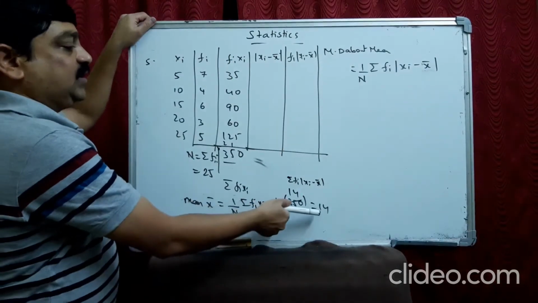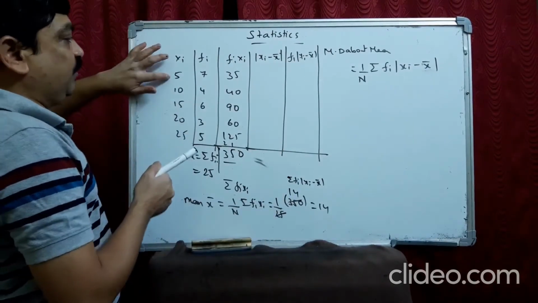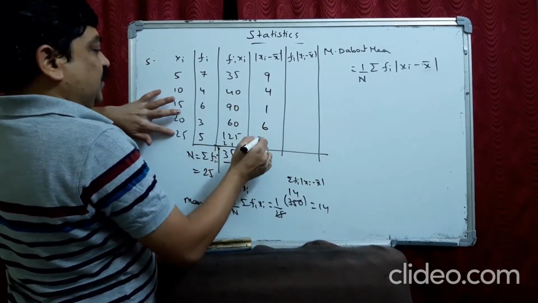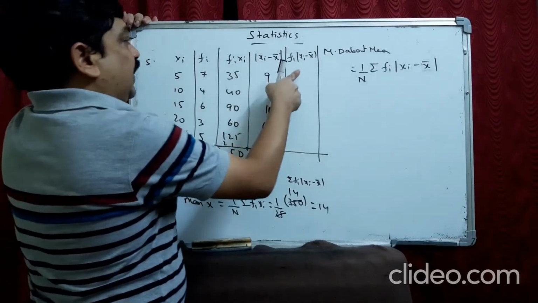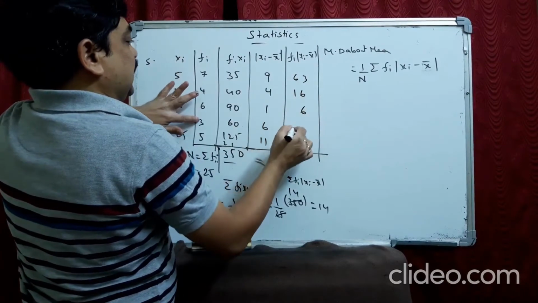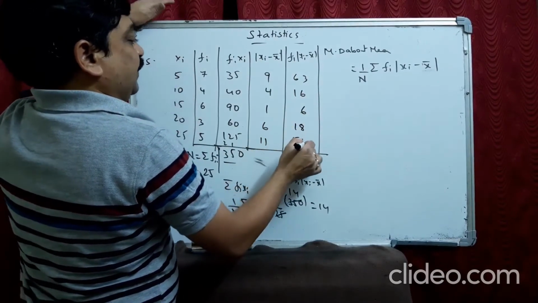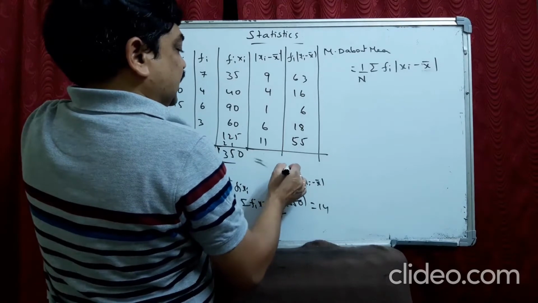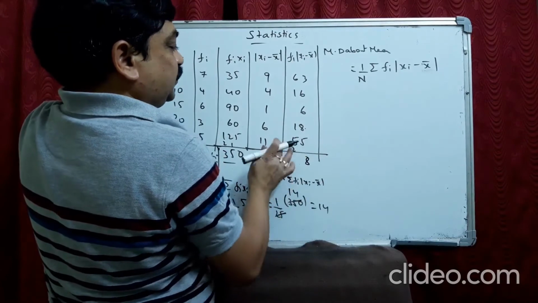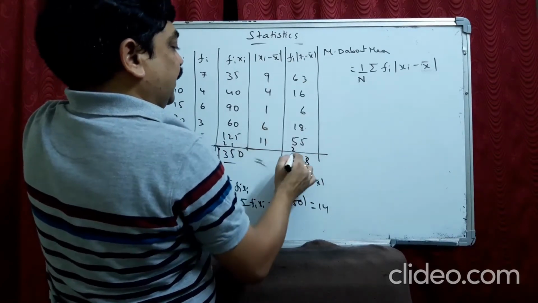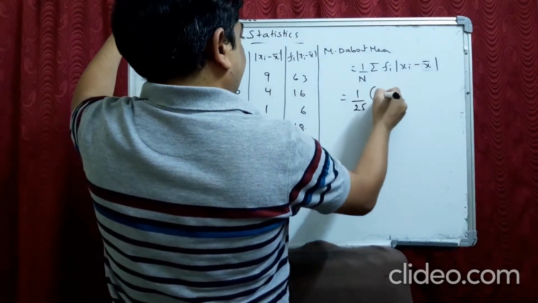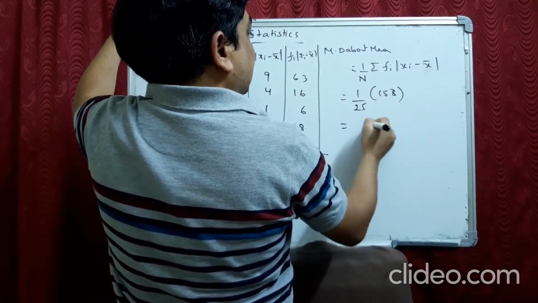First let us subtract 14 from all x's. 5 minus 14, 9, 4, 15 minus 14, 1, 6, 25 minus 14, 11. Okay, now fi into this. 63, 4 4s are 16, 6 1s are 6, 3 6s are 18, 5 11s, 55. If you add this, you will get this. 9, 15, 23, 28, 7, 8, 9, 15. 158. It becomes 1 by 25 of 158.